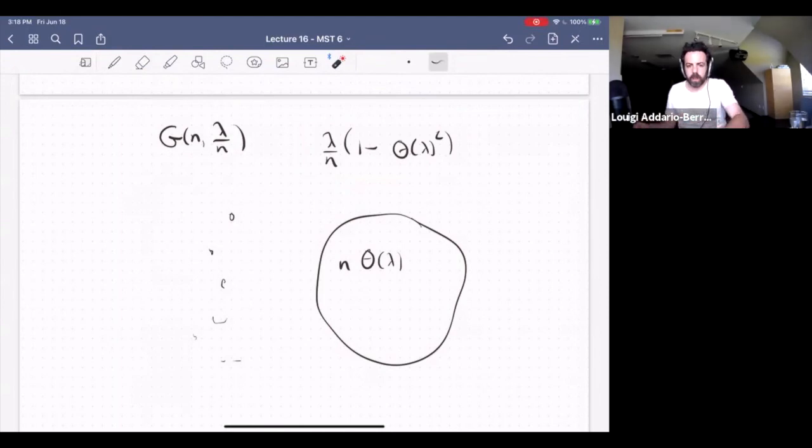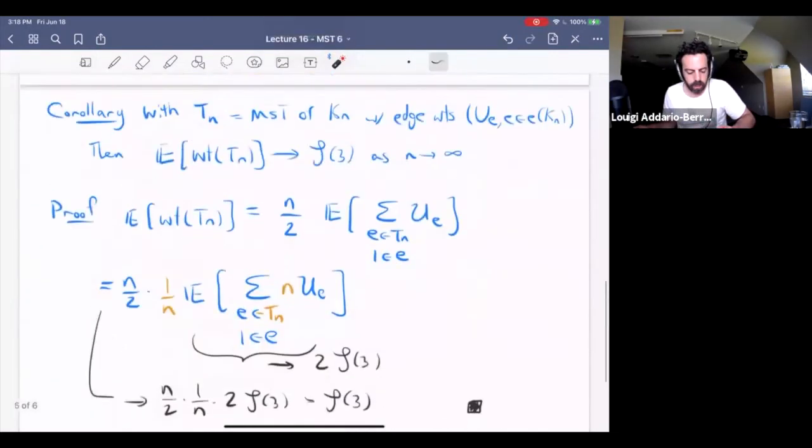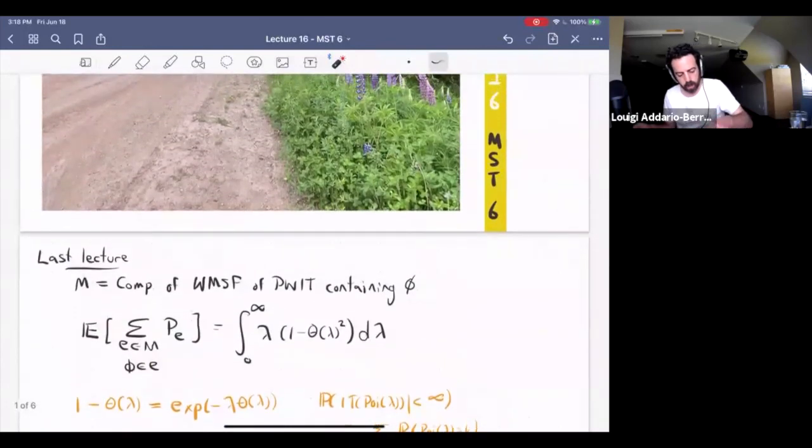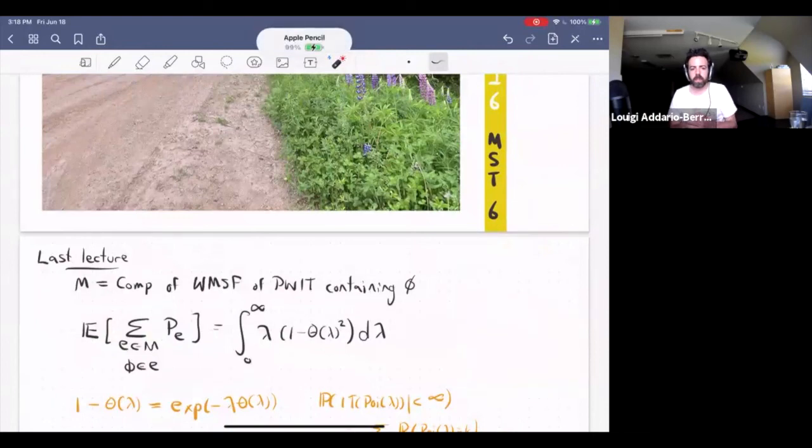So what I want to do with the rest of the lecture is to talk to you a little bit more about the structure of this wired minimum spanning forest M, and in particular to explain to you that it's a one-ended tree. That'll take a little bit of thought.